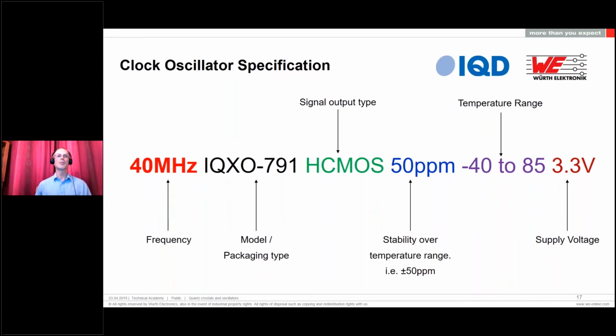We have an output type. In this case, it's a square wave, HCMOS. We have a value for stability over temperature range. In this case, it's plus or minus 50 parts per million. The operating temperature range, again, minus 40 to 85, and a supply voltage. And that gives you the basic construction of a simple clock oscillator specification. If you have all that information, then you're probably 95% there to specifying what you need.